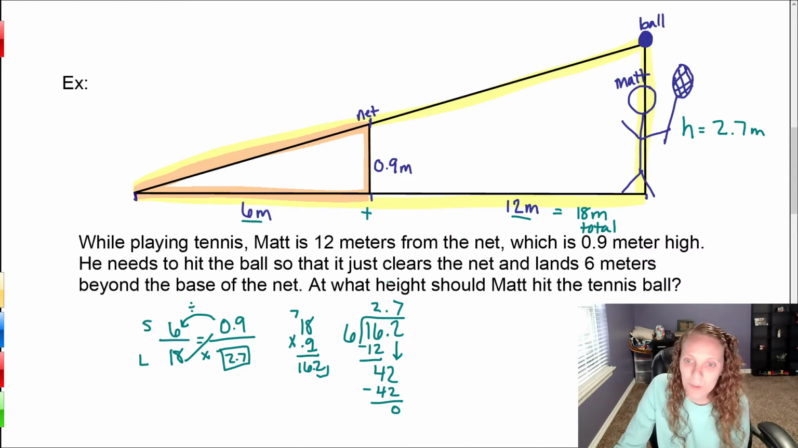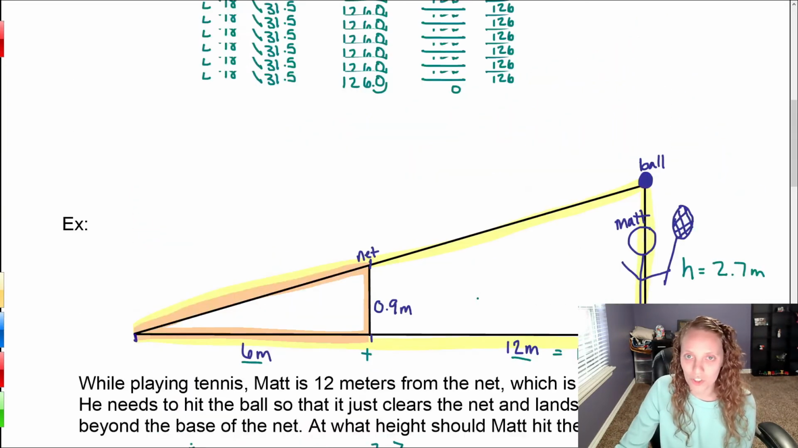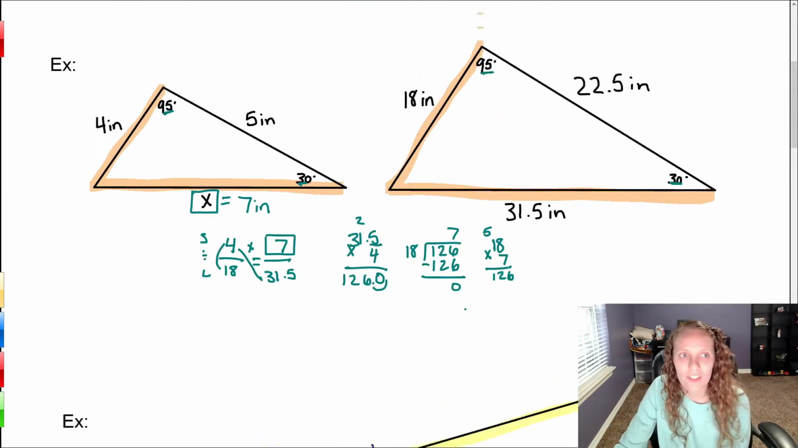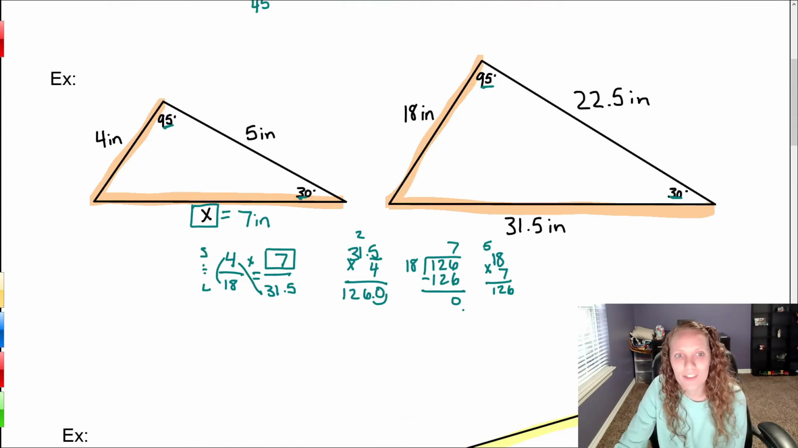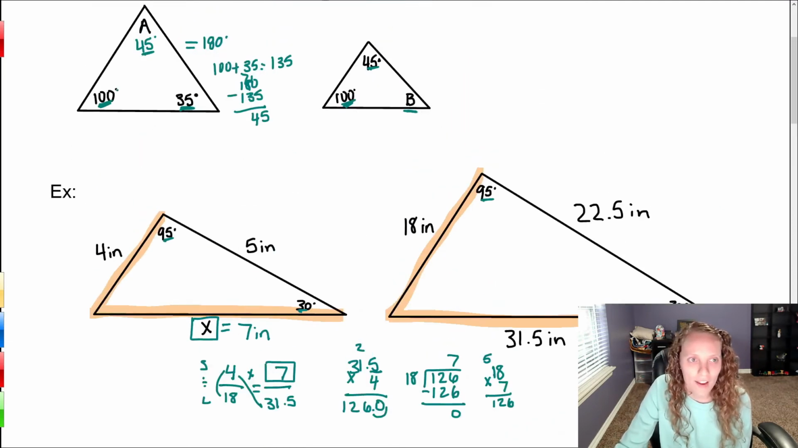Alright guys, that's similar triangles. We're using similar triangles to solve for missing sides. Remember, to solve for a missing side, we can set up a proportion because corresponding sides are proportional. We also learned that for similar triangles, we have to have two angles that are the same, like 95 and 30. Or in this case, we knew that 145 and 145 matched up, so those are similar.